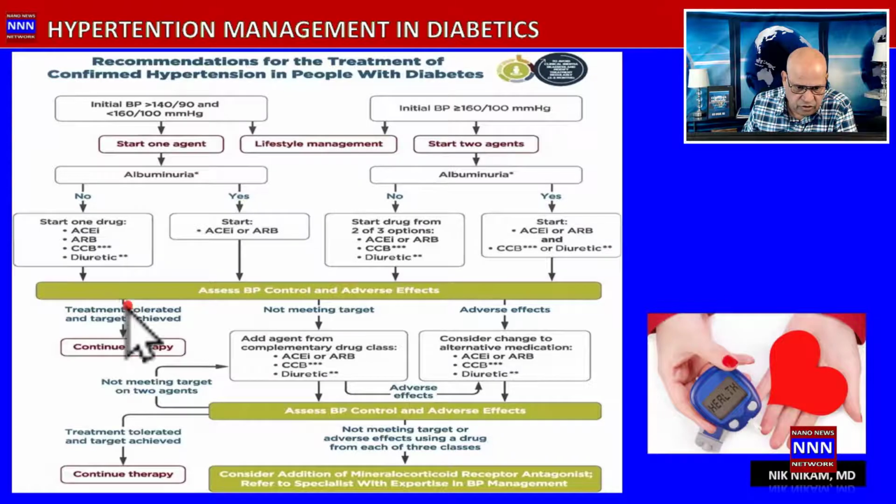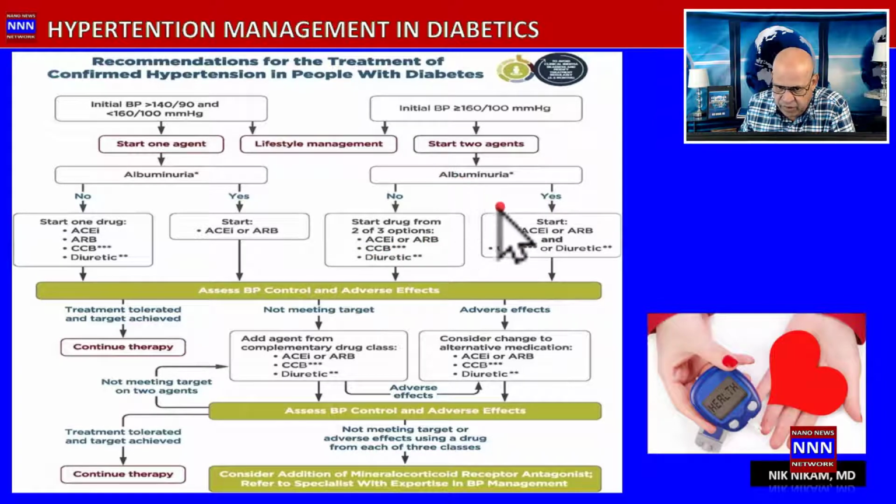Then you follow these patients and continue the treatment. If the blood pressure is not under control, then we add a second drug, which could be from ACE inhibitors, calcium channel blockers, or the diuretic group. Then again, you assess these patients and monitor them. On the other hand, if the blood pressure is greater than 160 over 100 millimeters of mercury, you start them on two agents. If they have no albuminuria, you can use ACE inhibitors or ARBs along with calcium channel blockers or along with diuretics.